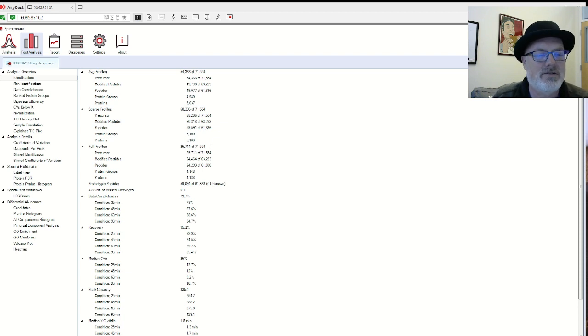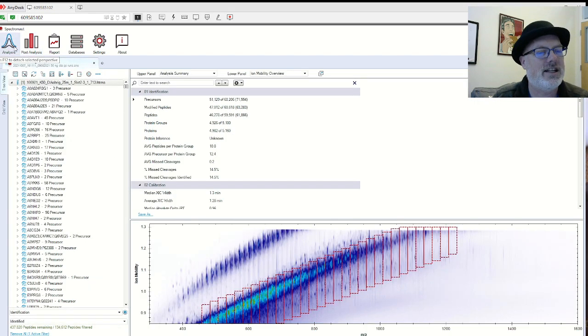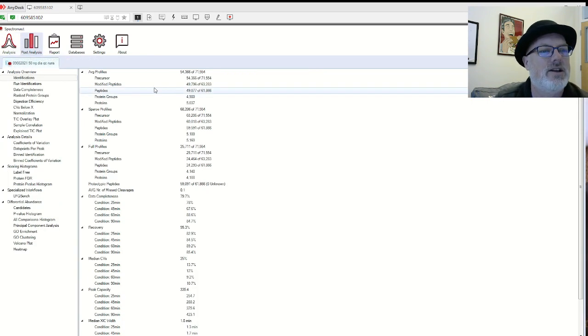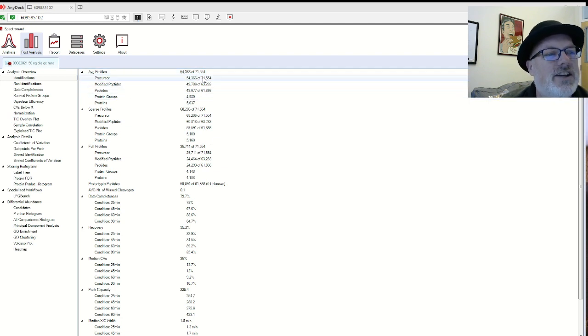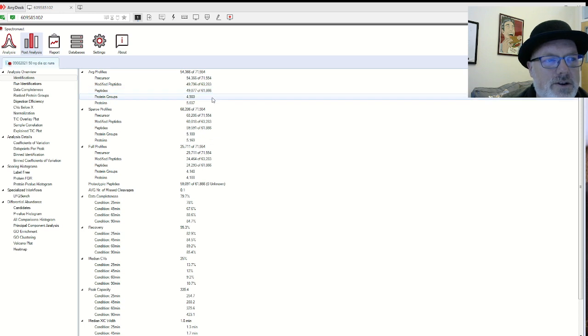So let's get back to what we're doing. We're looking at the post-analysis of this 50 nanogram DIA QC runs. So instead of the analysis tab, we go and look at the post-analysis. And the first thing we see is number of identifications. It tells you the precursors. We talked about that earlier, the modified peptides, the protein groups, proteins. You can see there's two numbers here.